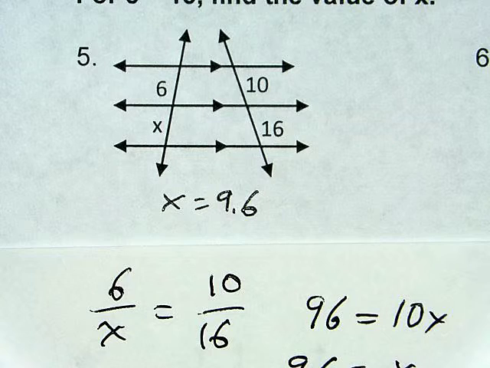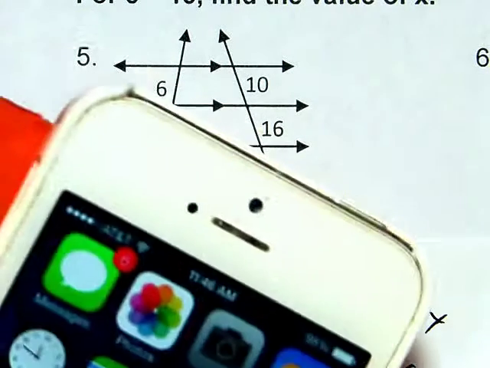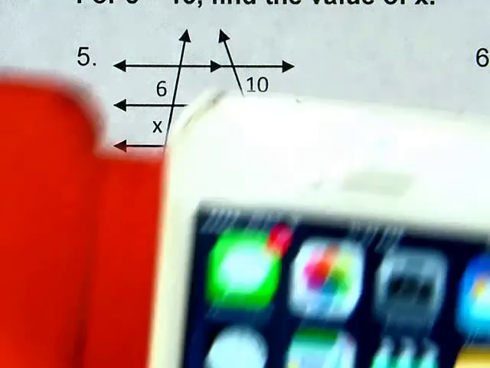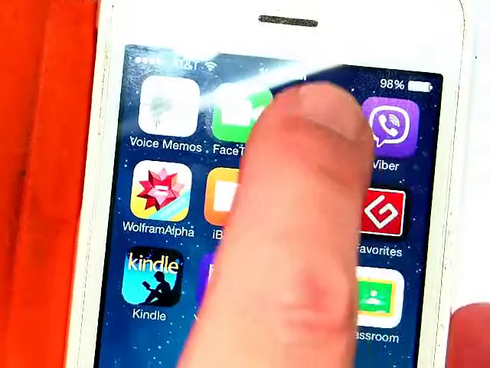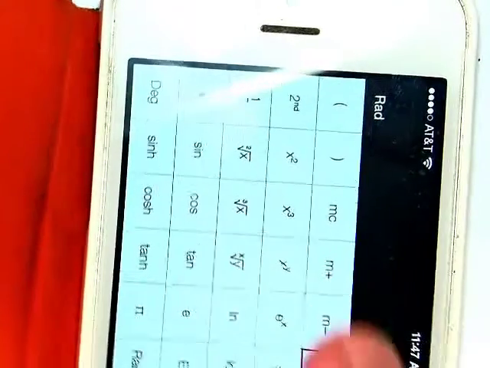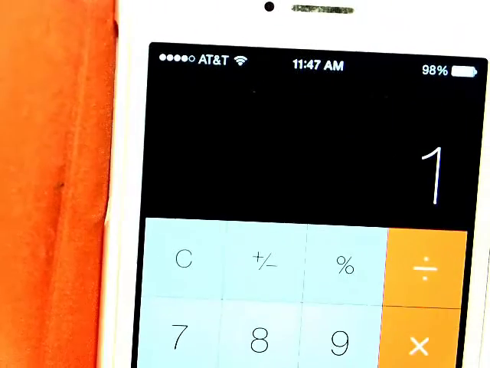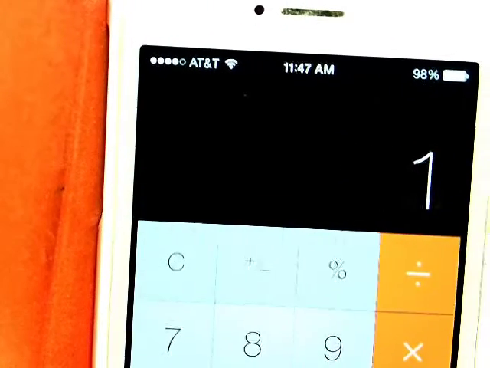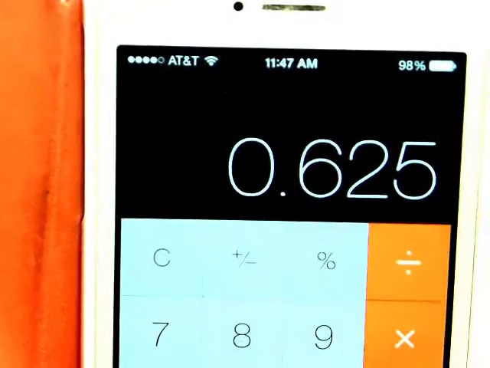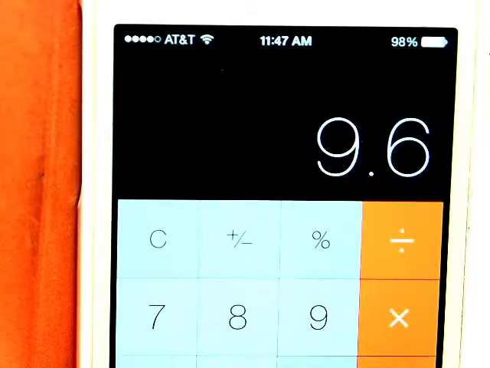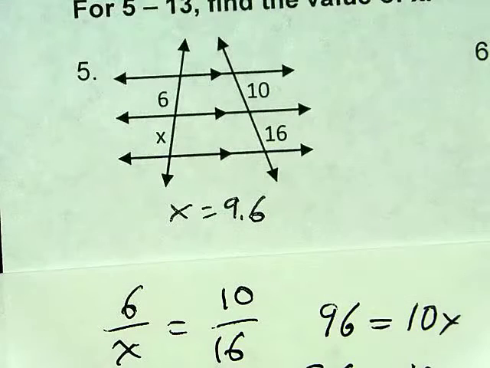I'm going to go ahead and do it with my iPhone here. 10 over 16 and 6 over 9.6, and let's make sure they're the same. So 10 over 16 is equal to 0.625, and 6 over 9.6 is also equal to 0.625. Okay, good. So that all checks well. Let's go on to the next problem.